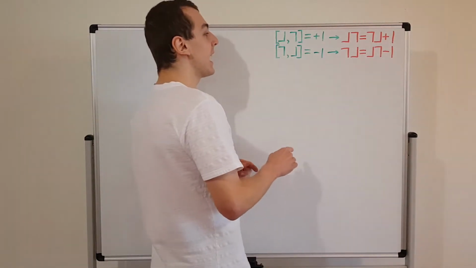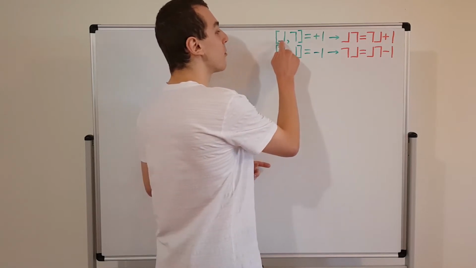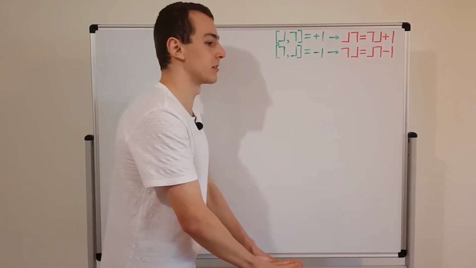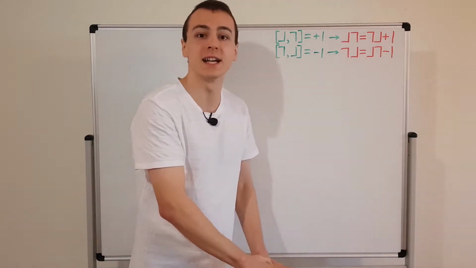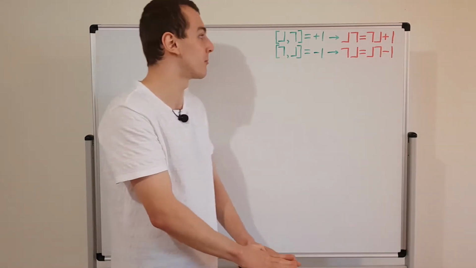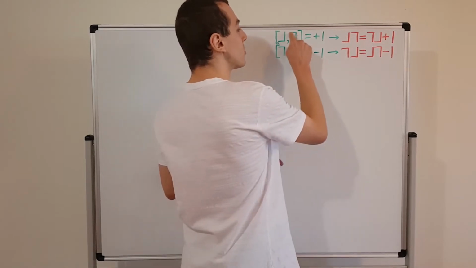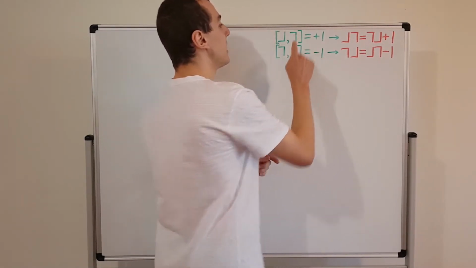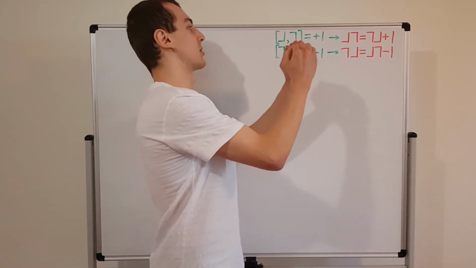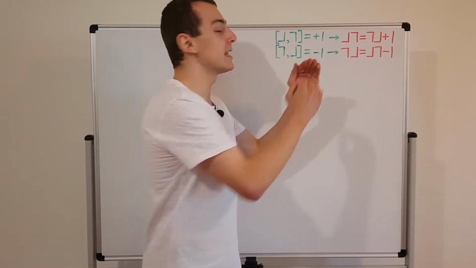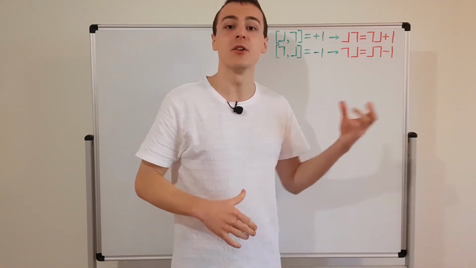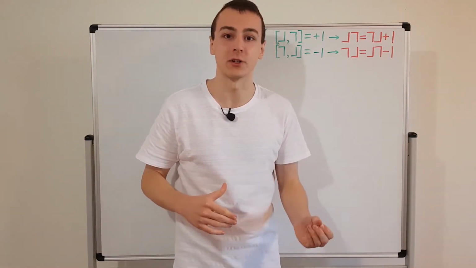When you see a horizontal line at the bottom of the symbol, that denotes the lowering operator. The lowering operator is also known as the annihilation operator. And when you see a horizontal bar at the top of the symbol over here, that denotes the raising operator. The raising operator is also known as the creation operator. Collectively, they're known as the ladder operators.